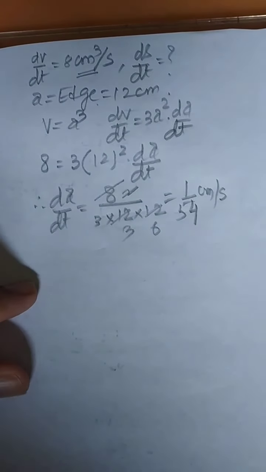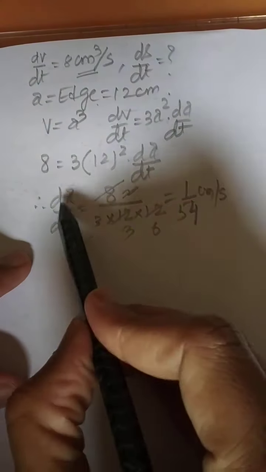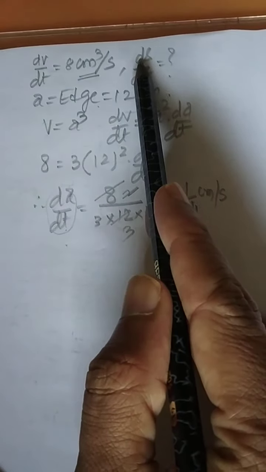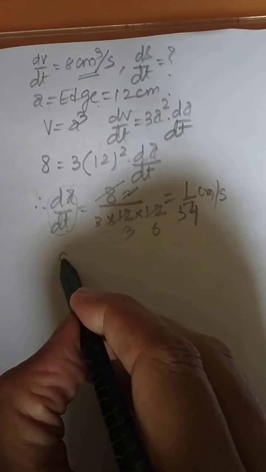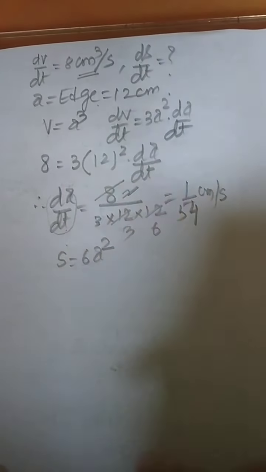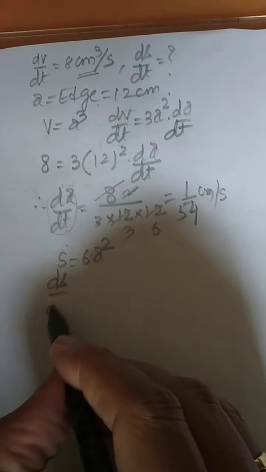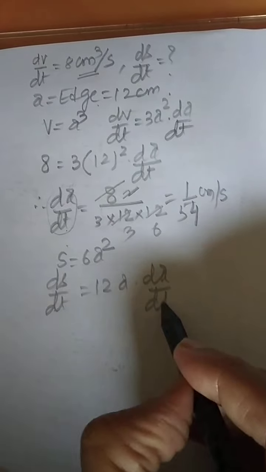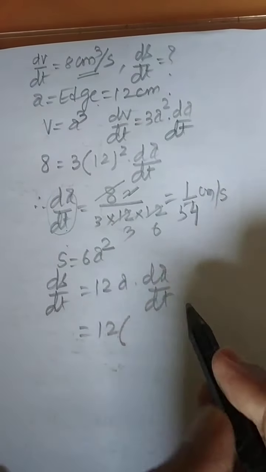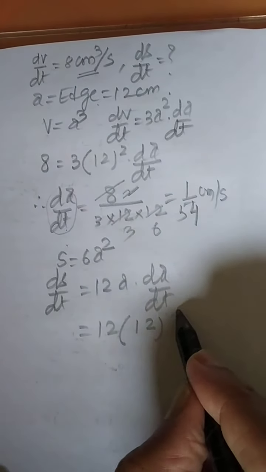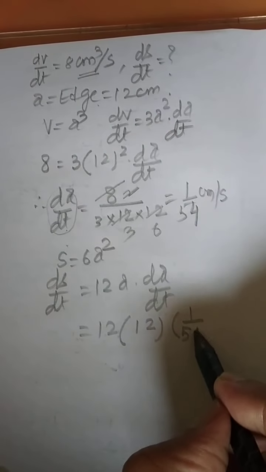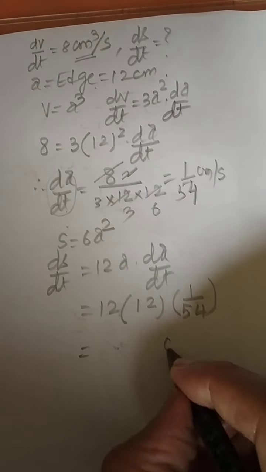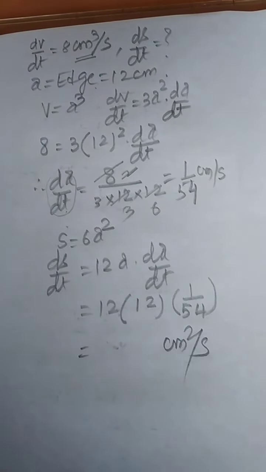Centimeter per second. Now the edge is known to you, and the rate of change of side is known to you. Now they are asking about the rate of change of surface area. Surface area will be equal to 6a square. Now dS by dt is demanded. It will be 12a dA by dt. Now this 12 will be 12, a is given as again 12, and dA by dt is given as 1 by 54. If you simplify, the answer will be in centimeter square per second.